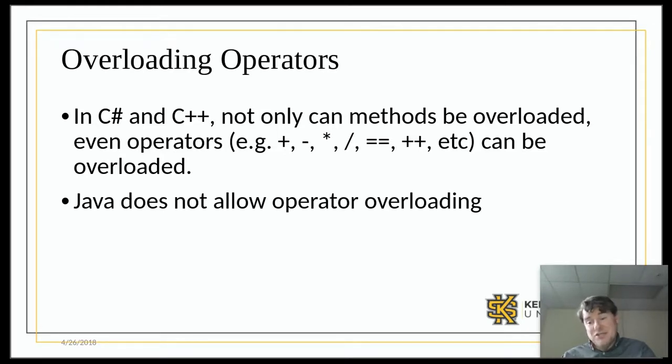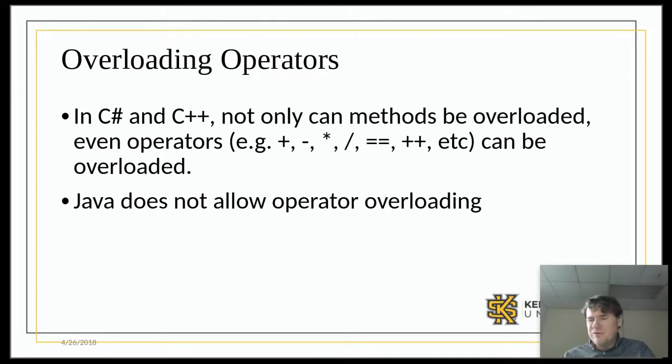In Java, you can't do that, so you would probably just have a method which you would literally call plus, and it would take in two parameters, and then it would return back whatever it's supposed to. But in C# and also in C++ for that matter, it is possible to override operators.